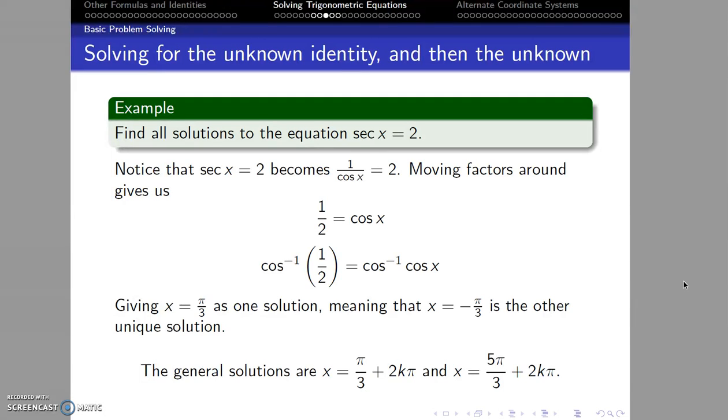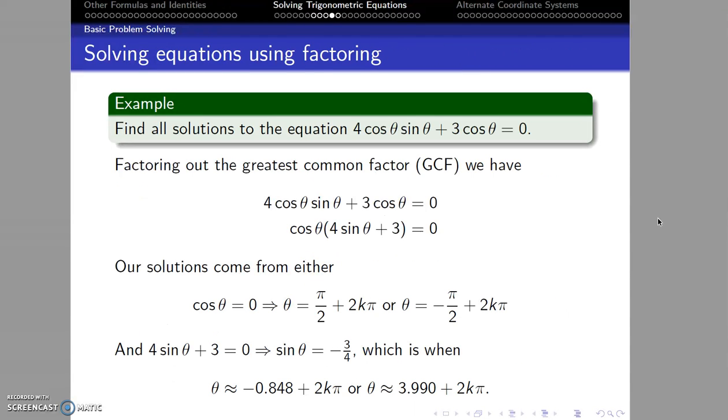So hopefully you're seeing the general strategy here. Solve for the unknown identity, solve for the unknown trigonometric function, and then use inverse trig to solve for the unknown inside. All right, well and good. But what about if I had something like this? What if I had more than one trigonometric function going on?